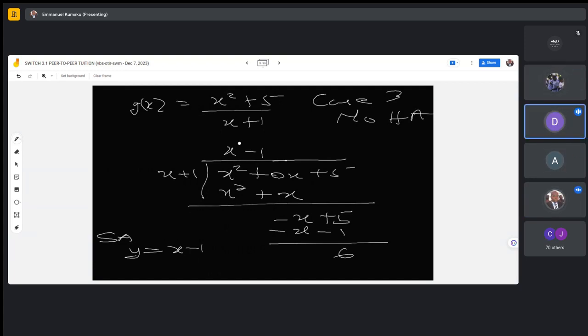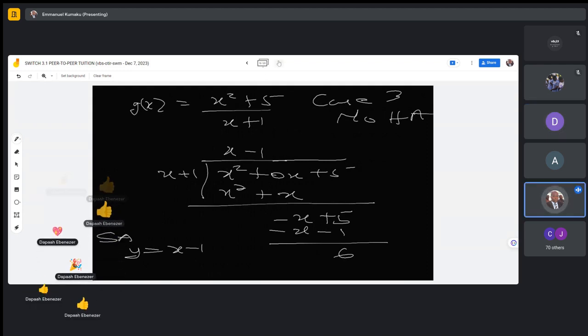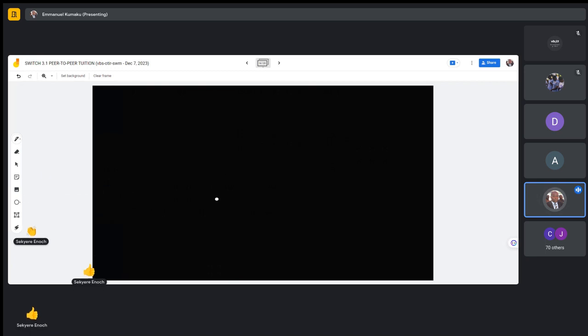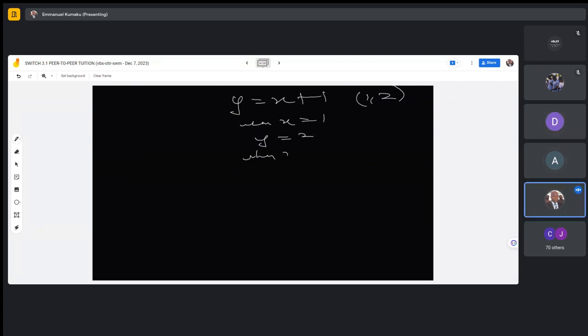Do we draw the slant asymptote on the graph, or do we just have to get the quotient? Yes, if you are sketching, you have to draw the slant asymptote. So this is y is equal to x plus 1. You pick any 2 points, it's a straight line. When x is equal to 1, y will be equal to 2. So that is 1, 2. When x is equal to 0, y will be equal to 1. So that's 0, 1.